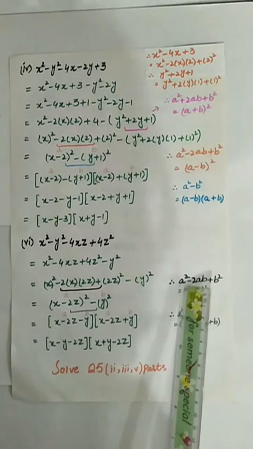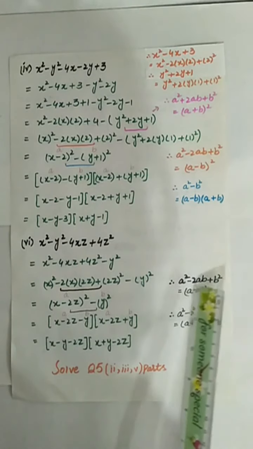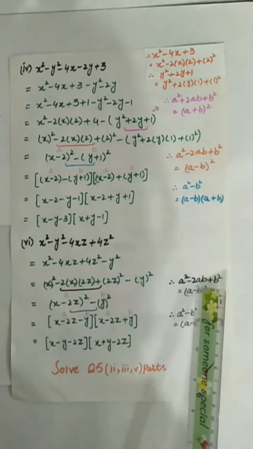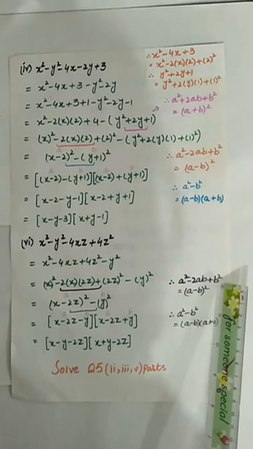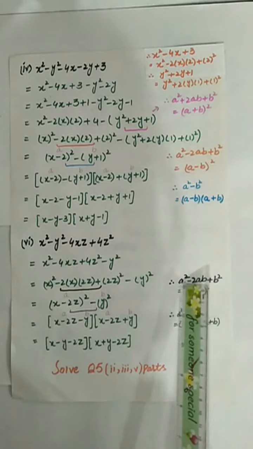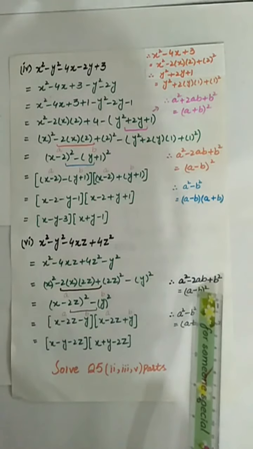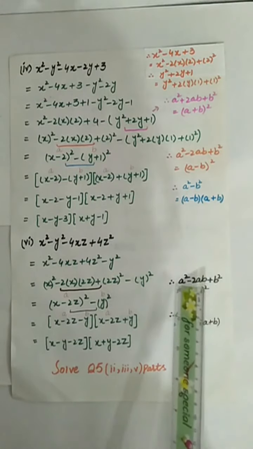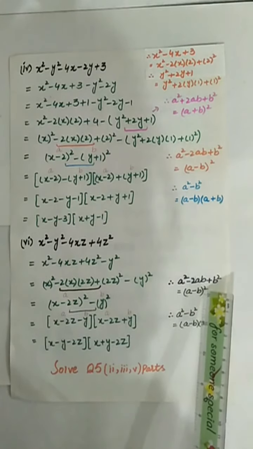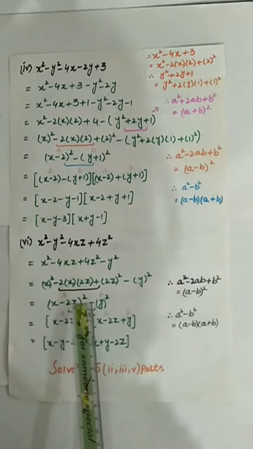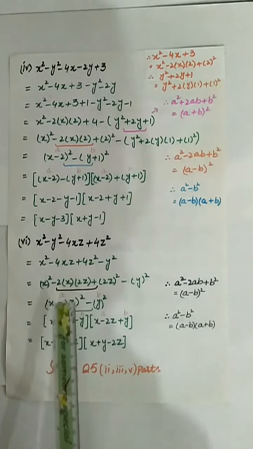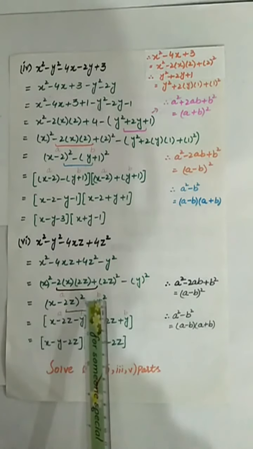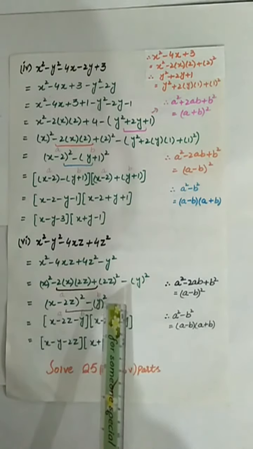By using this formula here, a square minus 2ab plus b square, because these three terms are in the form of a square minus 2ab plus b square, which is the formula of a minus b whole square. We will use this formula here. We will write it as a meaning x, then minus sign, b meaning 2z whole square, minus y square.